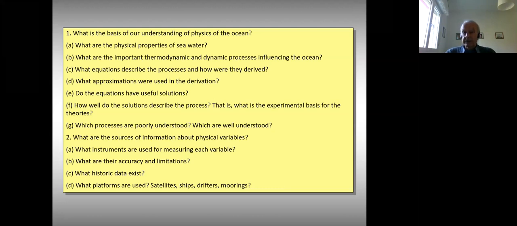What platforms are used? Satellites, ships, drifters, moorings, because by knowing the platforms, we can have additional information. Certainly, satellite measurements do not have the same precision as measuring in situ from ships. Satellites, for example, do the measurements only at the surface, a very thin surface layer. With ships, you can go deep into the ocean. Drifters again measure the very surface layer. Moorings, which are fixed instrumentation in the ocean, can measure all over the water column. So this information is essential when you are going to use these data.